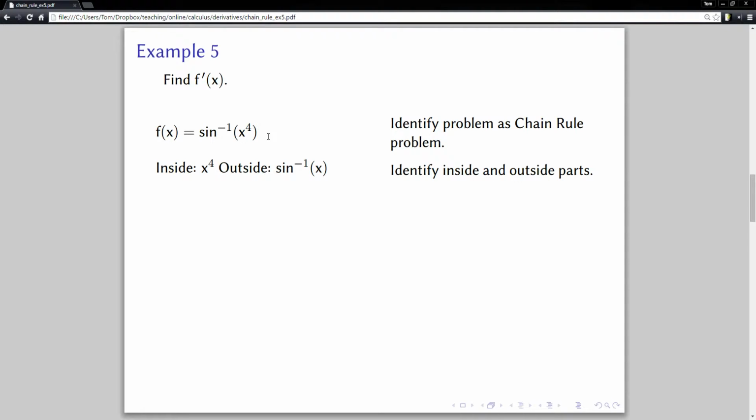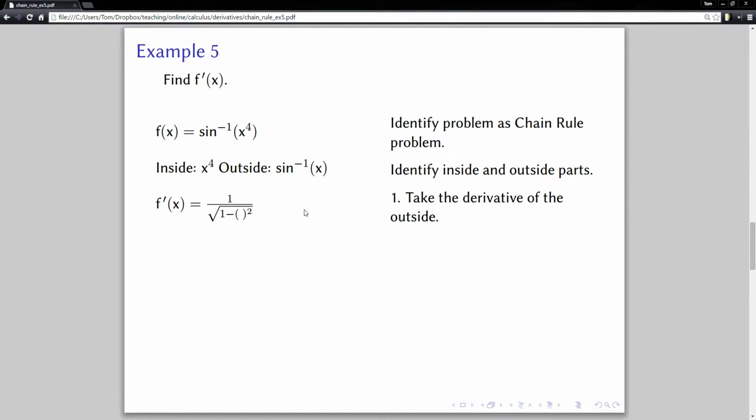So now that we know what the inside and the outside are, it's just a matter of running through the 3 steps of the chain rule. Step number 1 is to take the derivative of the outside part. Here the outside part is the inverse sine function. So the derivative of the inverse sine is 1 over the square root of 1 minus x squared. You'll notice I did not fill in for the x.